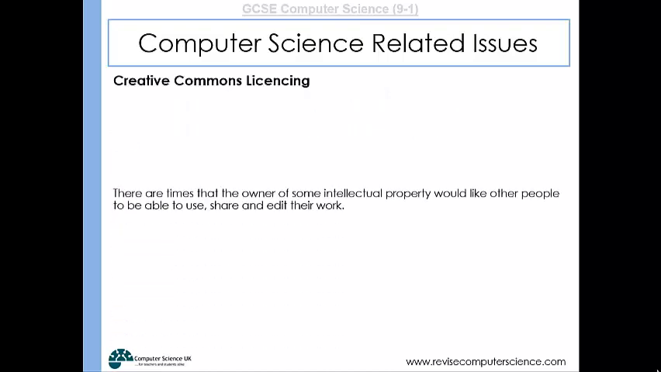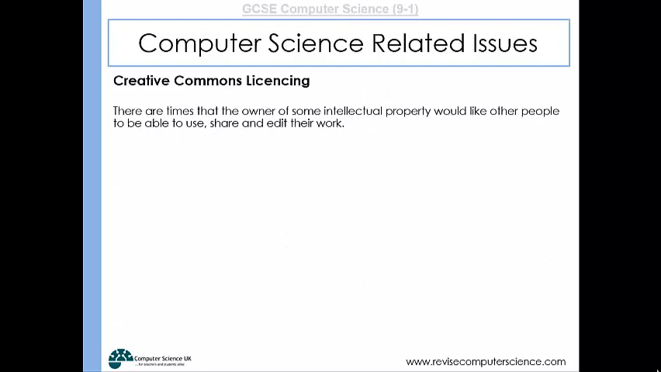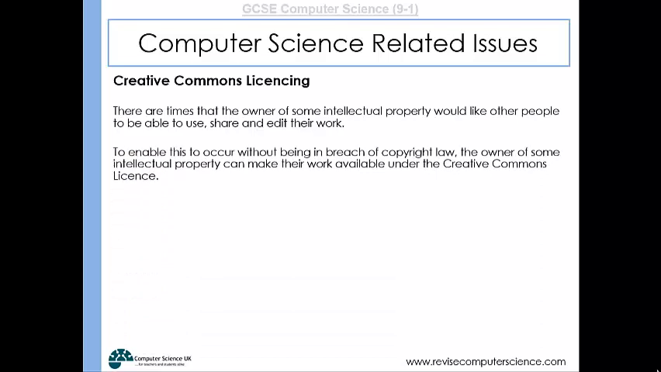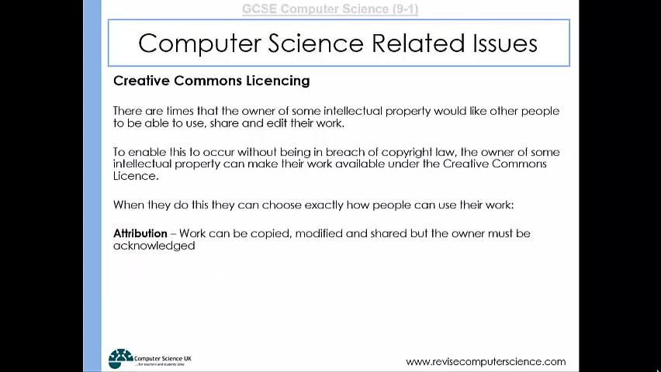Now, the Creative Commons licensing. So there are times that owners of some intellectual property would like other people to be able to use, share and edit their work. And to enable this to occur without breach of copyright, the owners of some intellectual property can make their work available under the Creative Commons license. So when they do, they can choose exactly how people can use their work.